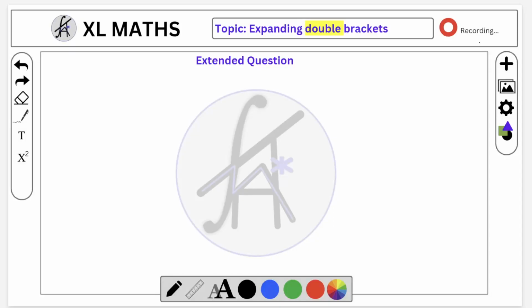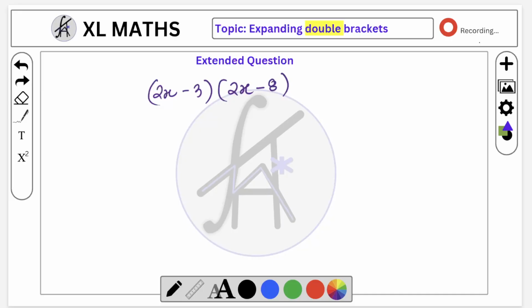So today we're going to be talking about expanding double brackets, but this time with extended questions. So, extended questions, and this is type 4. Say for example, we have (2x minus 3)(2x minus 8). So what does this show?